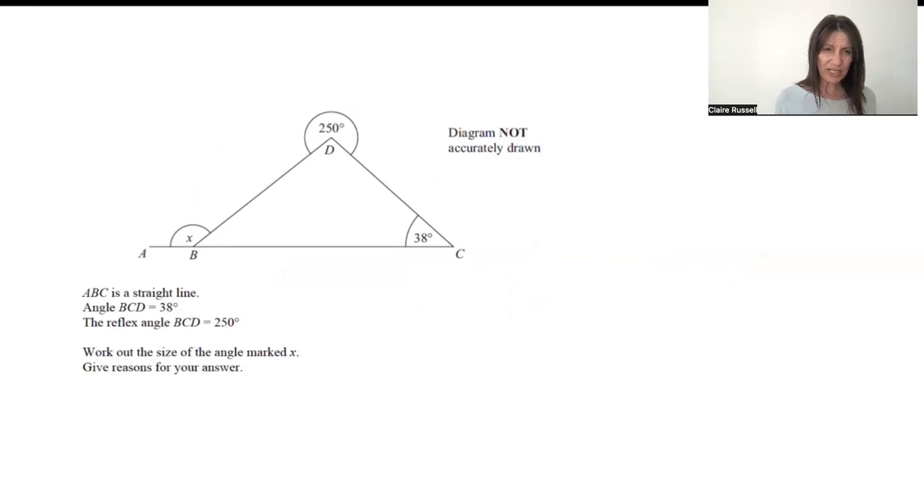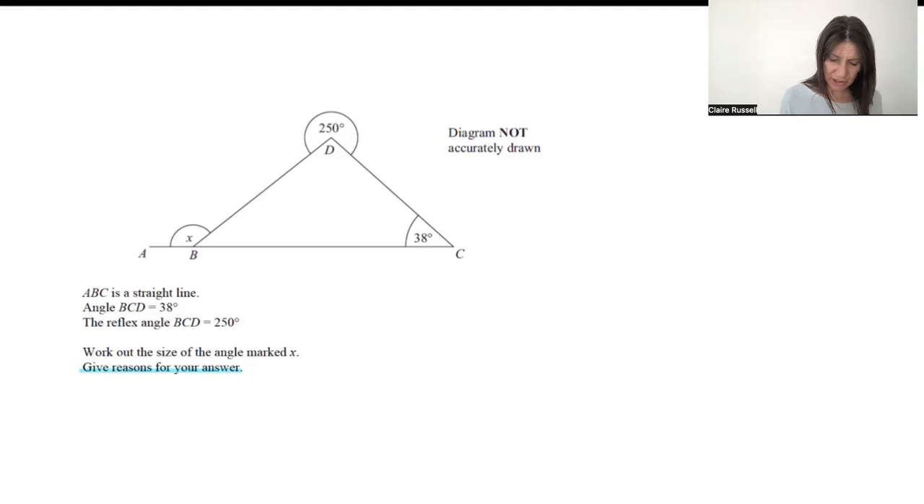Okay, so for this question, with angles, there is always more than one way to move around a diagram. So the way that I'm about to do is maybe different to you, and that is absolutely fine. One of the things that we've really got to spot is give reasons for your answer. So my top tip is to just do that as you go.